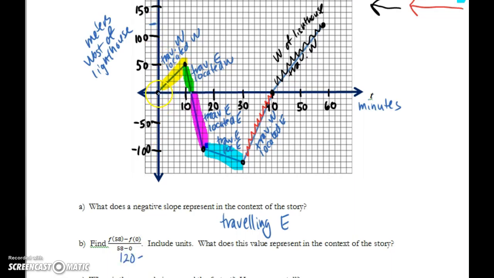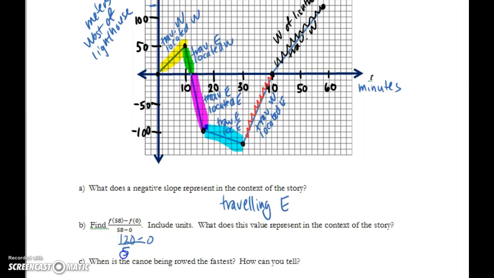f of 0 is the y value at 0, so this is 0, over 58 minus 0, so this becomes 120 over 58, and if we do that division, we get 2.1 approximately. So approximately 2.1.